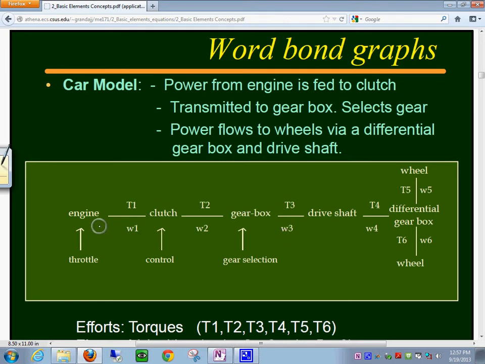Okay. So you have the engine interacts with the clutch, with the gearbox, with the drive shaft, with the differential, then of course with the wheels. You realize this is like having laid out topologically your system in here, and then having made the connections between each one of the elements.